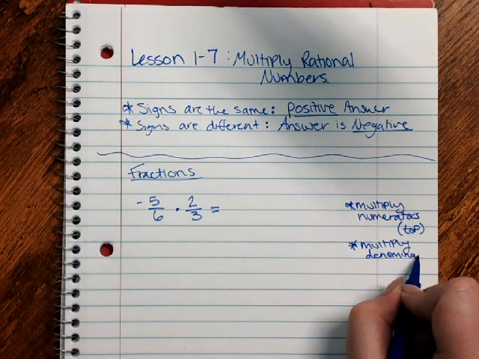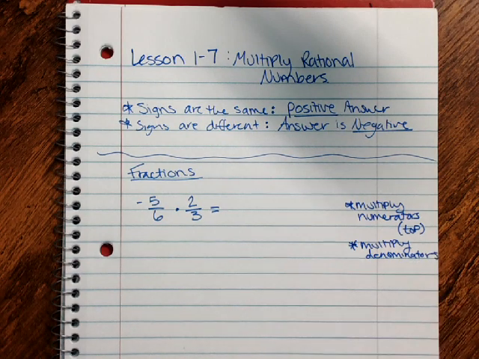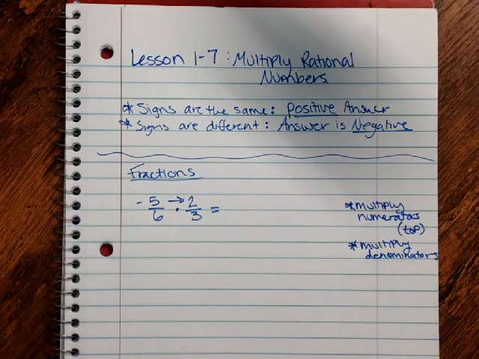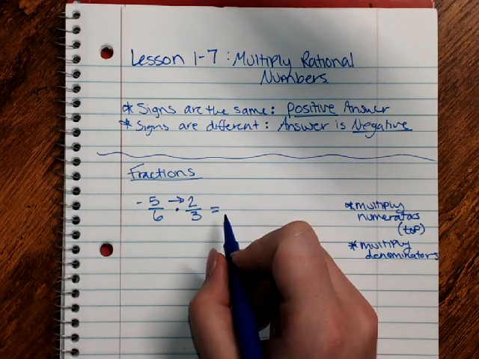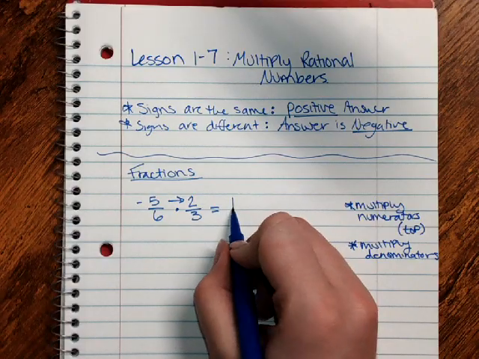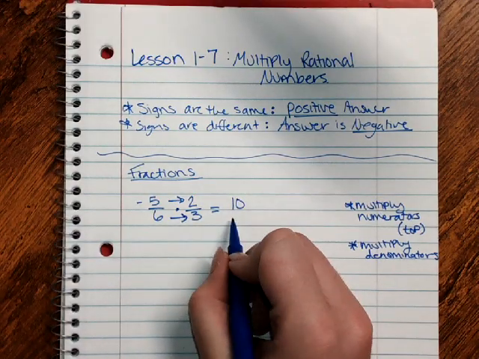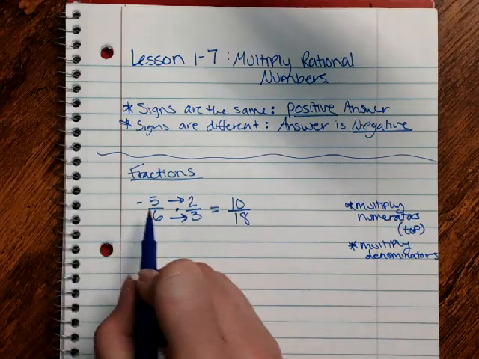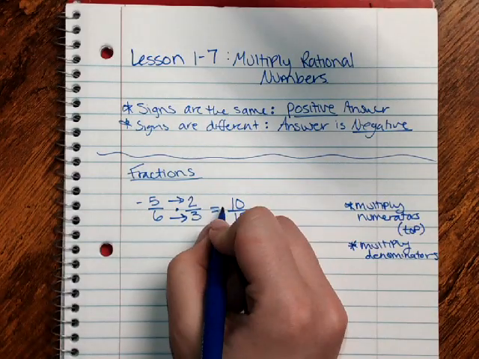And again, the rule is the same. Different signs, answer is negative. Same sign, the answer is positive. So I'm going to multiply across. I like to draw my arrows. Okay, so 5 times 2 is 10. 6 times 3 is 18. Now again, I have one positive, one negative, so my answer is negative.